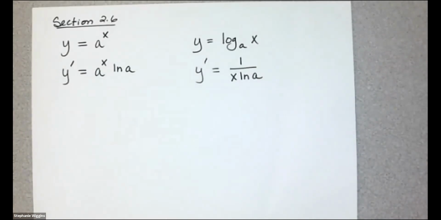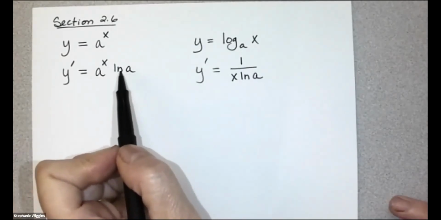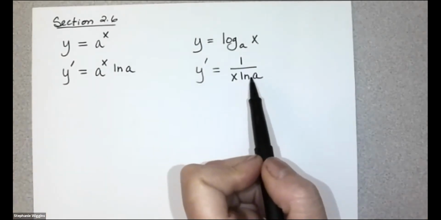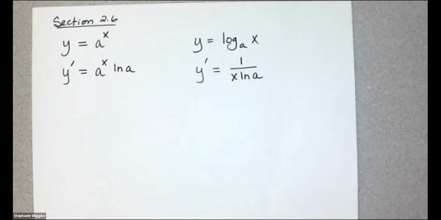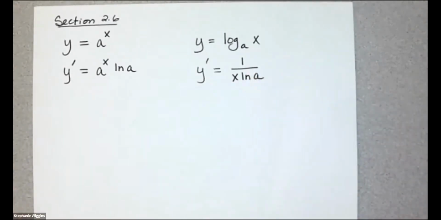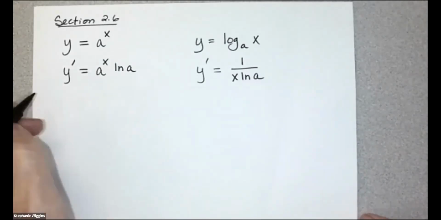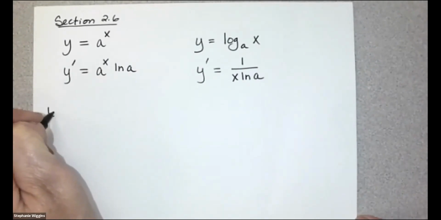So really, we're only adding 2 new rules. It's just that when a is equal to the constant e, since ln of e is 1, you don't have to write ln, it's e to the x and it's 1 over x. So really, these are the more general rules. I just wanted to introduce the easier one first, and now I'm going to show you how we do examples here with these 2 rules.